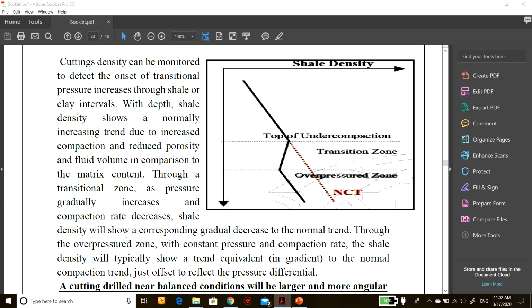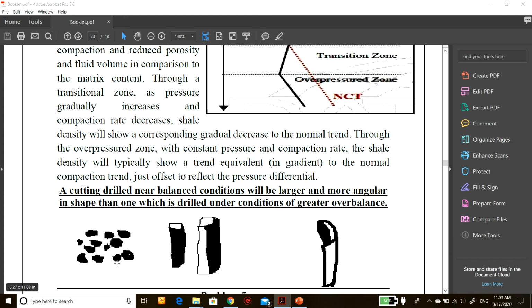Okay, to continue, through a transitional zone, as pressure gradually increases, the compaction rate decreases, and shale density will show a corresponding gradual decrease from the normal trend. Through the overpressure zone, with constant pressure and compaction rate, the shale density will typically show a trend equivalent to the normal compaction trend, just offset to reflect the pressure differential. A cutting drilled near balanced conditions will be larger and more angular in shape than one drilled under conditions of greater overbalance, which will be thinner and sharper.